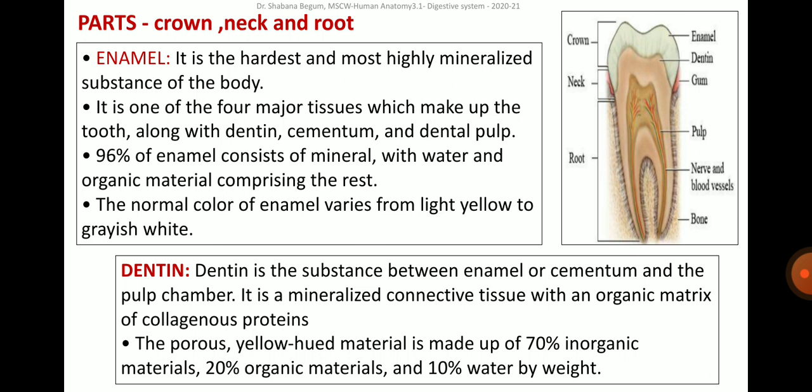So, first let us learn about enamel. Enamel is the hardest and most highly mineralized substance of the body. Very important for 1 mark. It is one of the 4 major tissues which make up the tooth along with dentin, cementum and dental pulp. And 96% of enamel consists of mineral with water and organic material comprising the rest. The normal color of enamel varies from light yellow to grayish white.